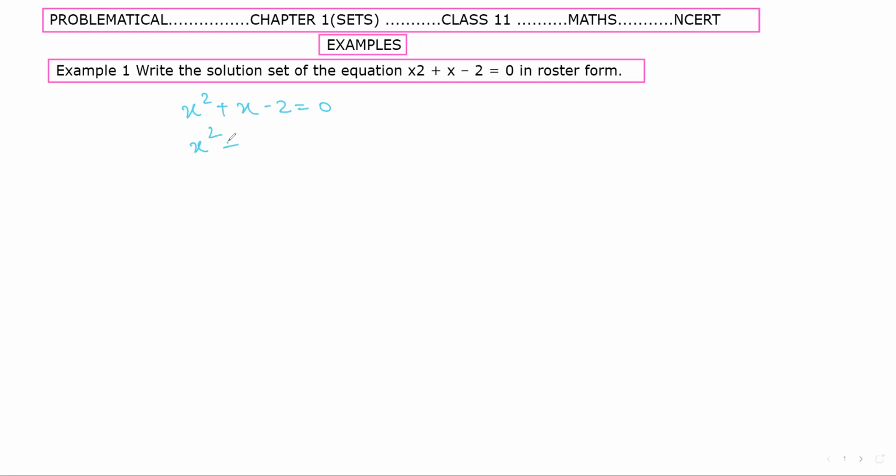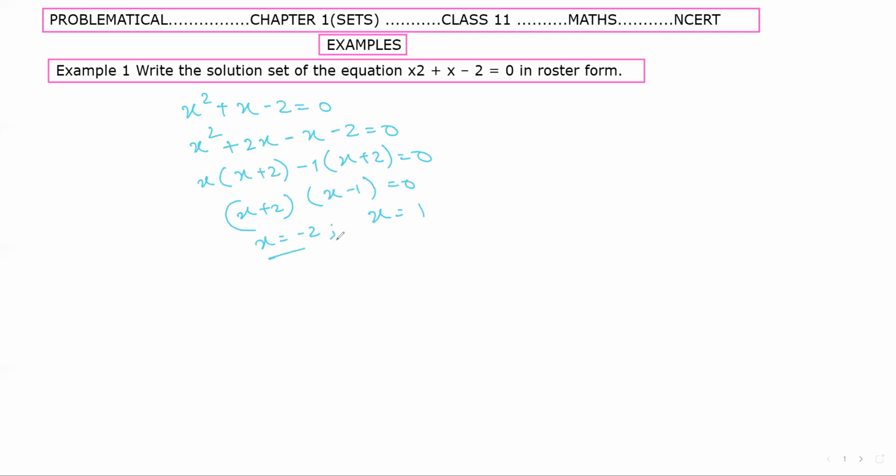x squared plus 2x minus x minus 2 is equal to 0. Taking x in common if you're factorizing it, and minus 1 common, you're left with x plus 2 and x minus 1. The values of x would be minus 2 and 1 respectively. Solution set of this in roster form, we know that x can have two values. These are the solutions. Putting it in a set, A is equal to {minus 2, 1}. This would be the solution set of the given equation in roster form.